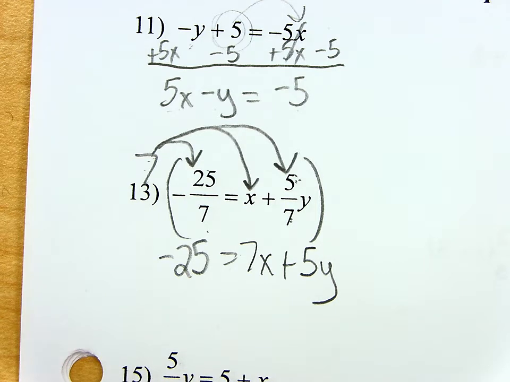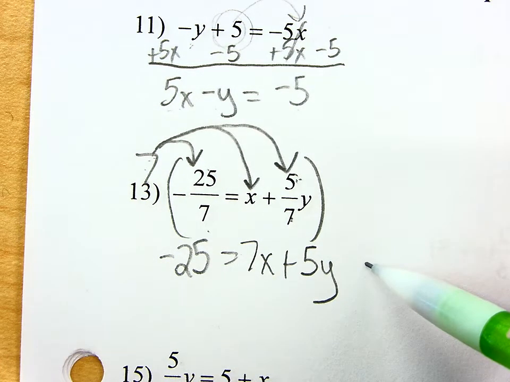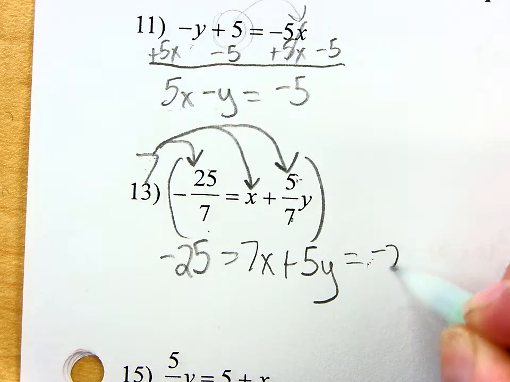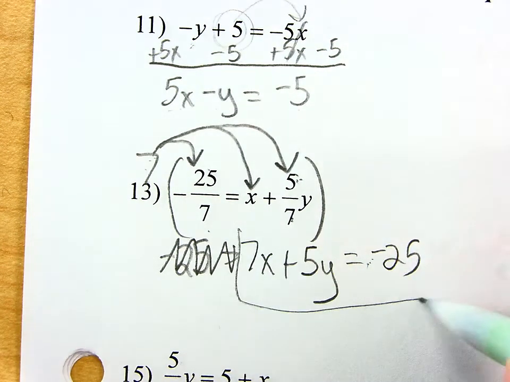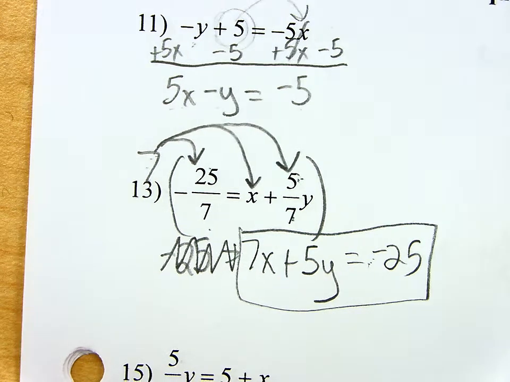Ooh, so I'm almost in standard form. What do I have to do? I'll just switch everything around. Yeah, I would just put the equals negative 25 over on this side. Right? Equals negative 25. I'll just scribble it out over here. Now I'm done. Well, that wasn't so bad. Let's try 15.